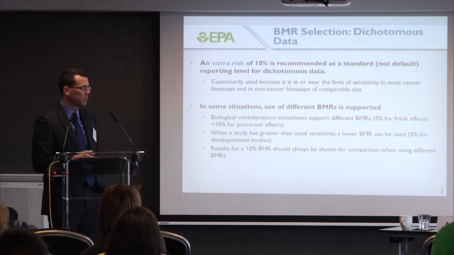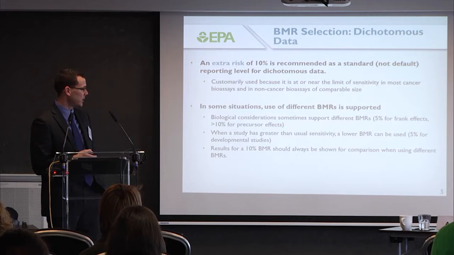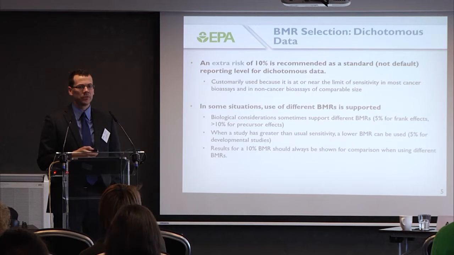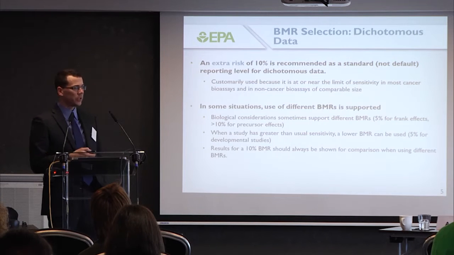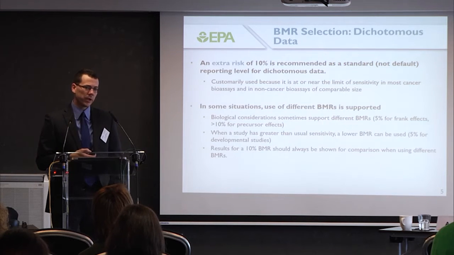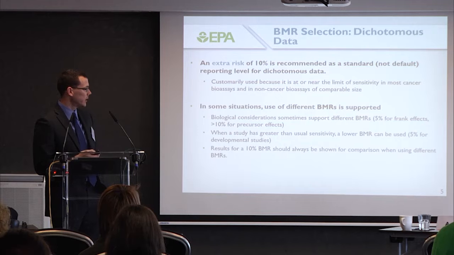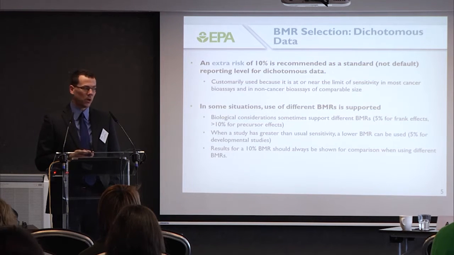From a practical standpoint, we use subchronic data a lot in our analyses, and moving away from a 10% BMR is going to put you below the observed range of data in a lot of cases. However, if you are using studies that have a greater degree of sensitivity due to nested study design, such as a developmental tox study, the guidance does acknowledge that you can and recommends that you use a 5% BMR.